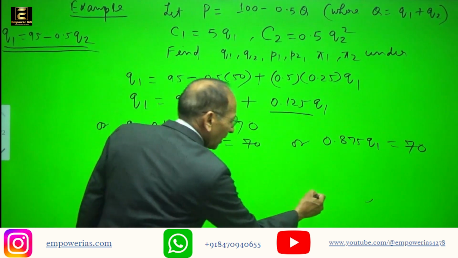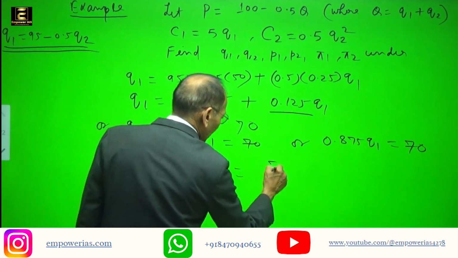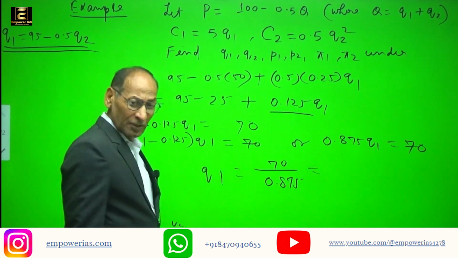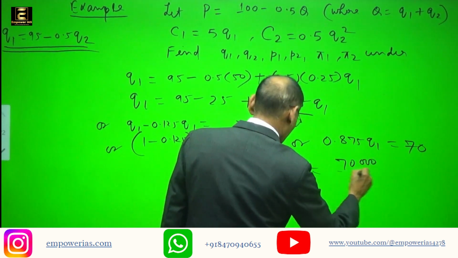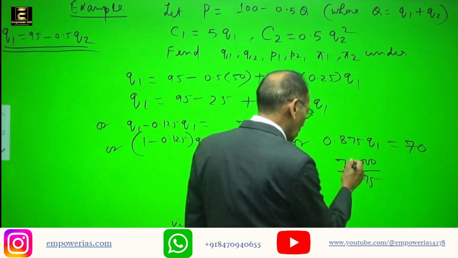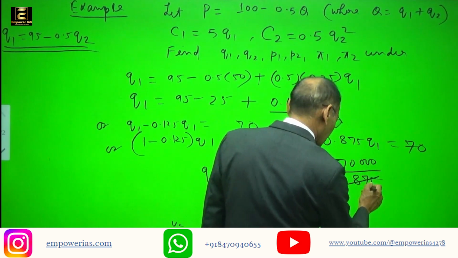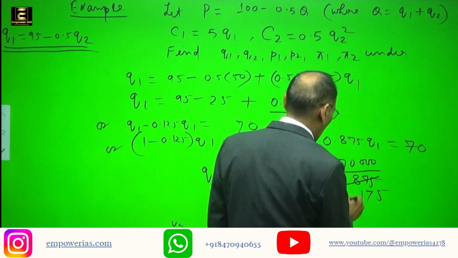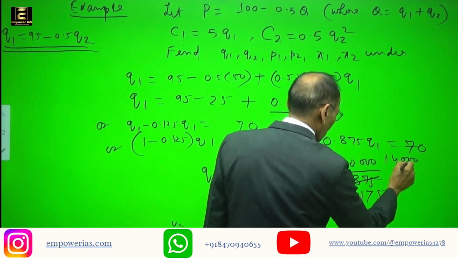Okay. Then we have to find out the value of Q1. Q1 equals 70 divided by 0.875. You solve it. This will be equal to 70000 by 875. You solve it step by step.